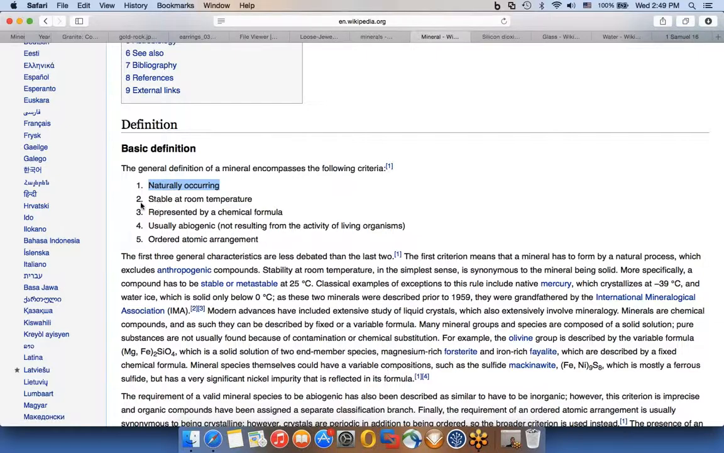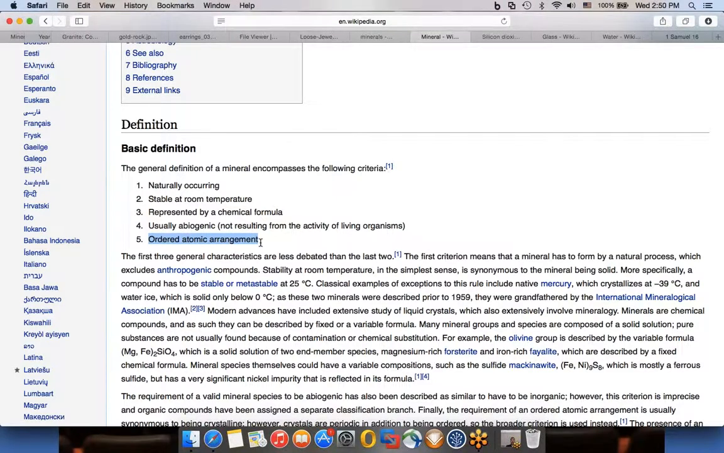Yeah, check. Is it stable at room temperature? Yeah, it's also stable at room temperature. Is it represented by a chemical formula? Yes. It's usually abiogenic, yes. Okay. And has an ordered atomic arrangement.